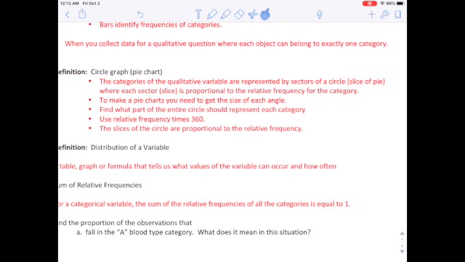2. To make a pie chart, you need to get the size of each angle. That's why it's kind of difficult. 3. Find what parts of the entire circle should represent each category. 4. Use relative frequency times 360. And the reason to do relative frequency, now think about it, relative frequency is the decimal. So when they say times 100, that means they are turning it into a percentage. So this is actually a percentage. Last one. The slices of a circle are proportional to the relative frequency. Okay, they are the same thing. They are talking about the same thing.